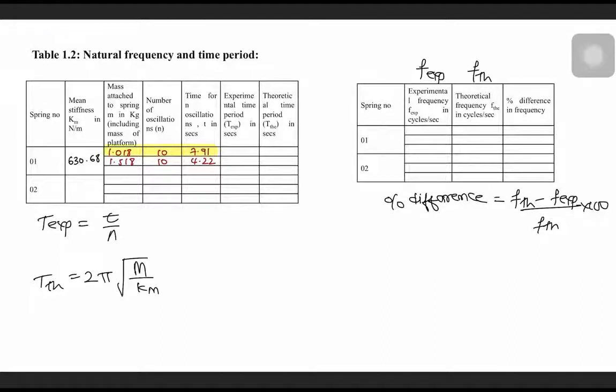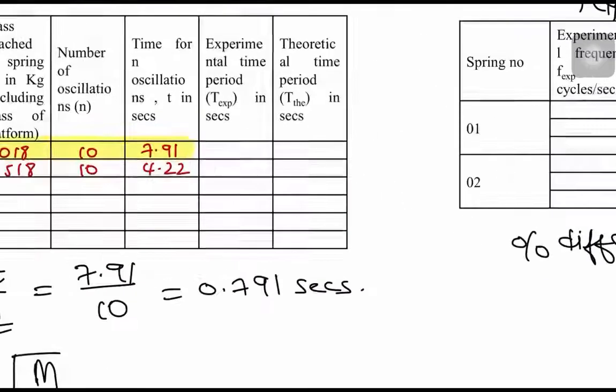For the first trial, the experimental time period is given by T divided by N. T is nothing but the time required for the 10 oscillations. N is the number of oscillations, which you have taken to be 10. So T is 7.91 divided by 10 oscillations. So it is around 0.791 seconds. Just note it down back here.